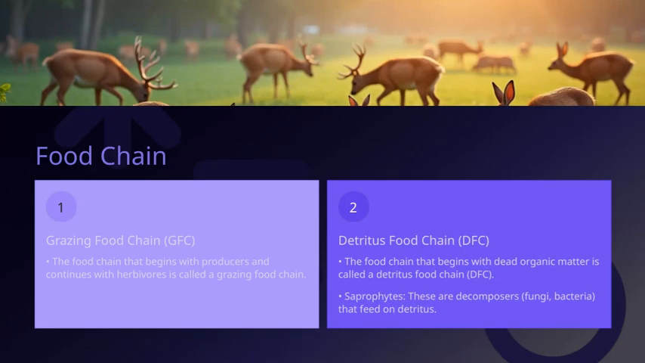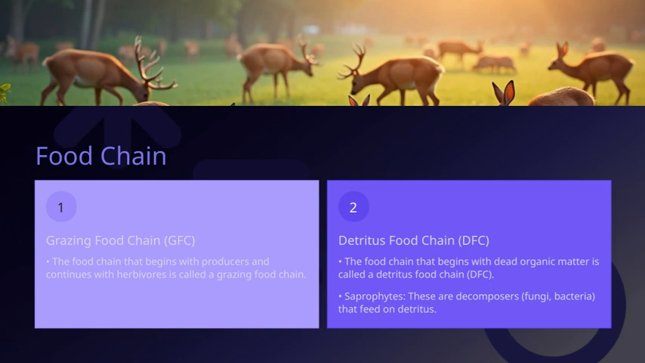Let's take a closer look at saprophytes. These are organisms like fungi and bacteria that serve as decomposers, breaking down dead organic material and recycling nutrients back into the ecosystem. They play a crucial role in maintaining the health of the environment by feeding on detritus, which is essentially the waste and dead matter from other organisms.